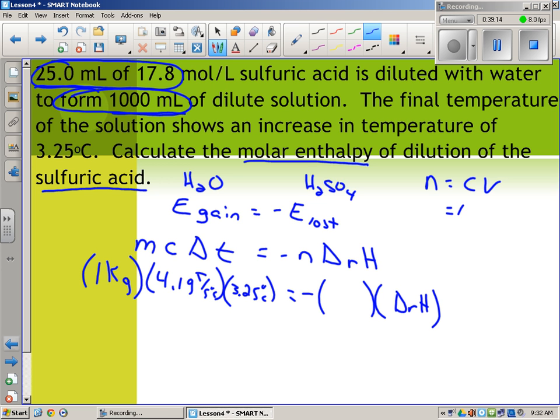So 17.8 molar, and of course the 25 milliliters. And that gives me what here? About 0.445 moles. C times V there. Okay? And once again, multiplying the left side, dividing by that number there, 0.445, right?